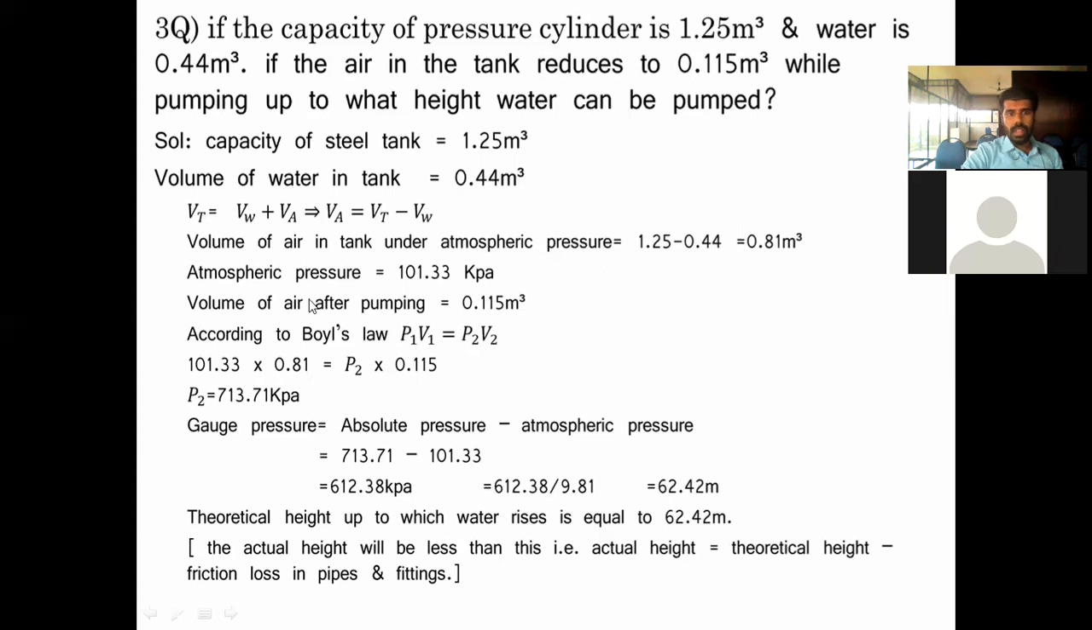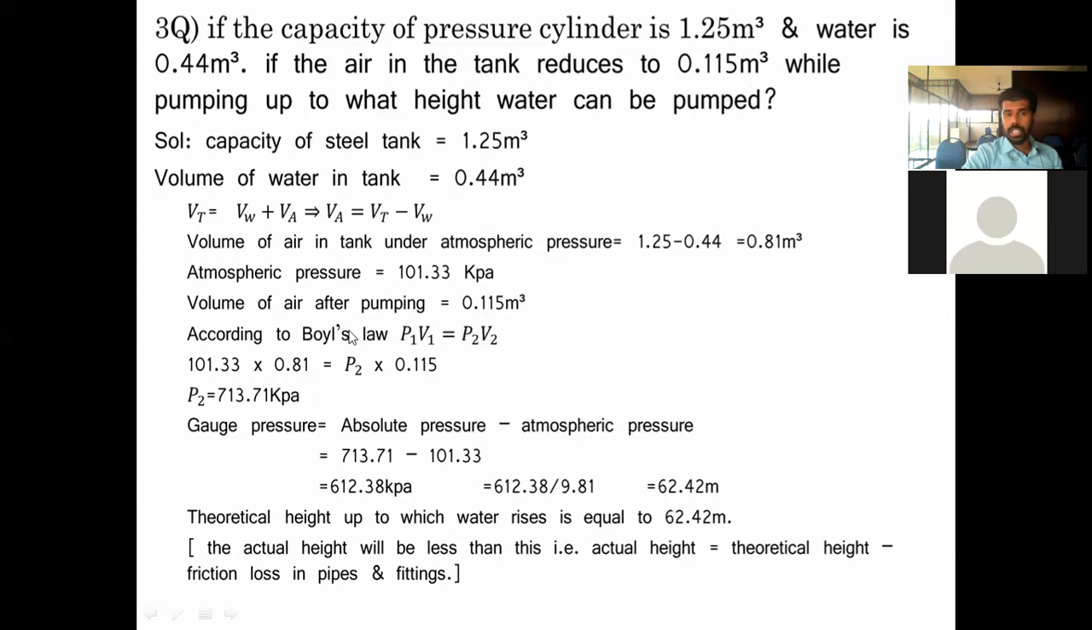So according to Boyle's law, which we already know from class, P1 V1, pressure 1 into volume 1, is equal to pressure 2 into volume 2. P1 is the atmospheric pressure and V1 is the total volume of the air, equal to P2 into 0.115. So we are going to find the height if the air in the tank reduces to 0.115.